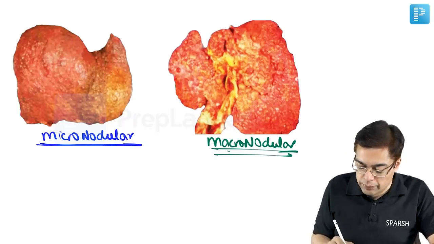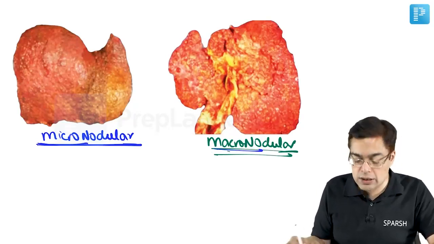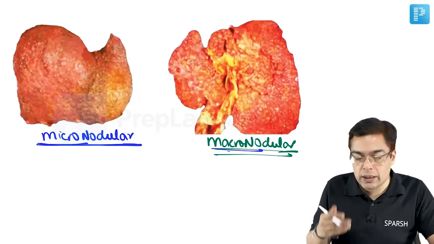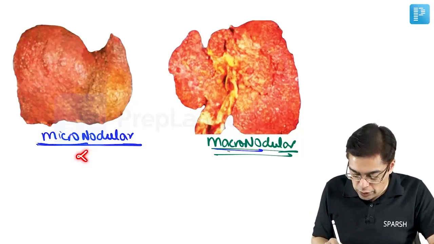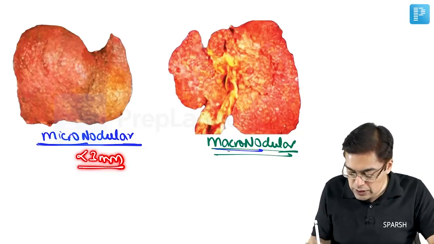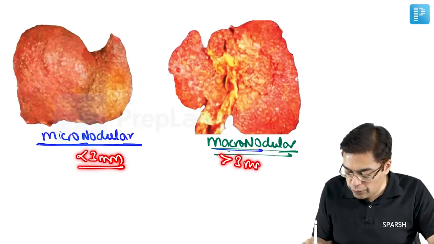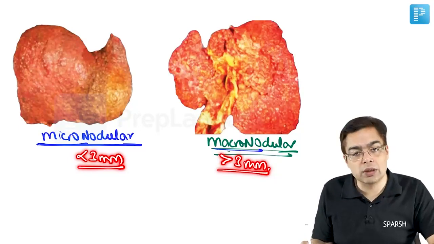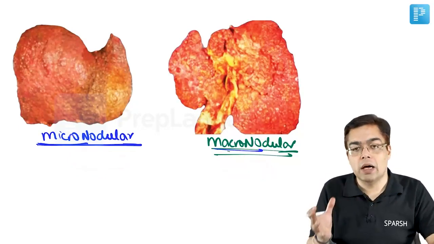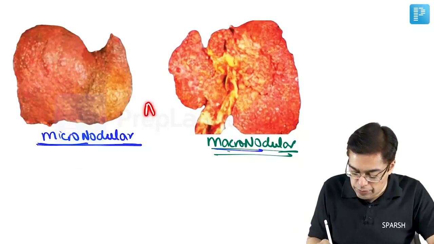The differentiation between micronodular and macronodular liver cirrhosis lies in the size of the nodules. The size of the nodules over here is going to be less than 3 millimeters, whereas the size of the nodule in macronodular liver cirrhosis happens to be more than 3 millimeters. Both of them are going to be having certain common conditions which can be causing them.